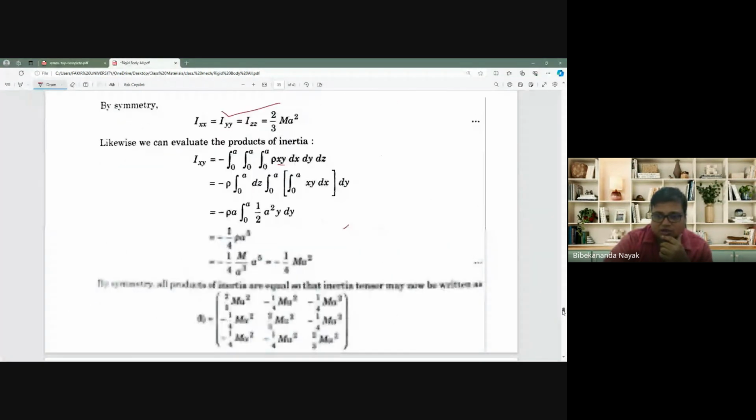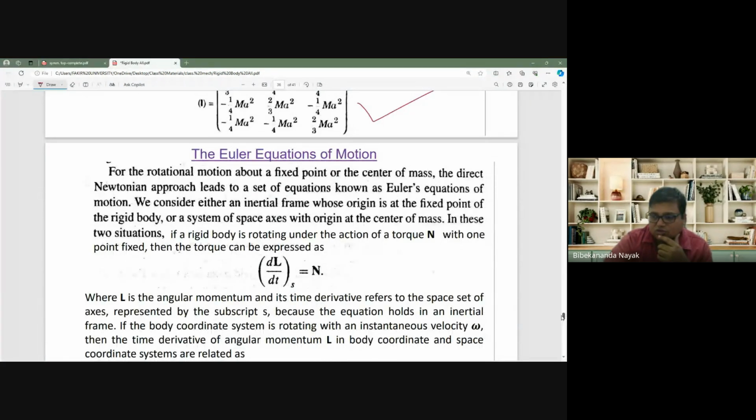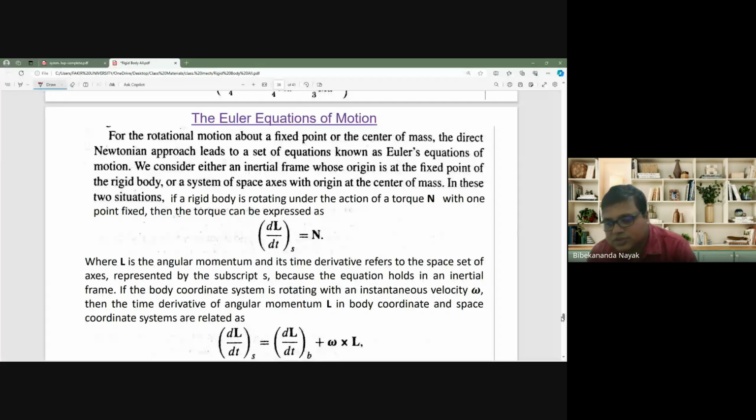Then Euler's equation of motion. Before that we covered Euler angles, and then Euler's theorem, which tells us that if one point is fixed, then the general displacement is a rotation. Then Euler's equation of motion: for rotational motion about a fixed point or the center of mass, the direct Newtonian approach leads to a set of equations known as Euler's equations of motion. You can say it is the equation of motion for a rigid body.